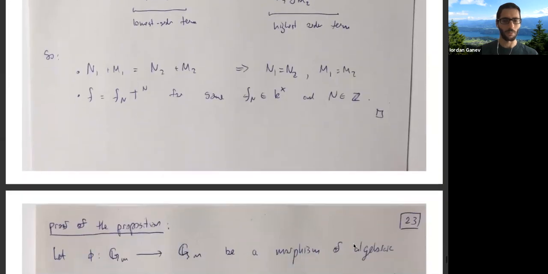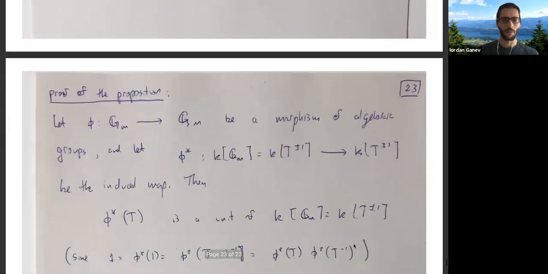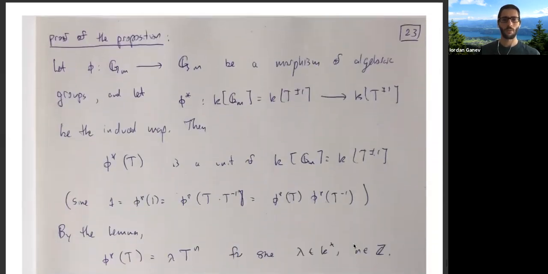And now what about this proposition? Well, if we start with any morphism of algebraic groups, then in particular it's a morphism of algebraic varieties. So there's an algebra homomorphism in the background, a homomorphism from the Laurent polynomials to itself. And this homomorphism must send t to something that's a unit, because t is invertible here, so its image must be invertible.